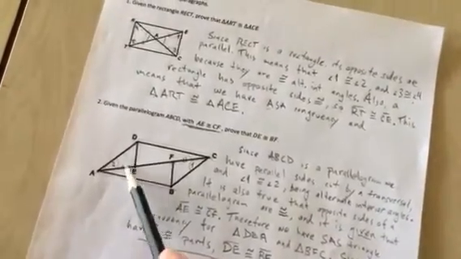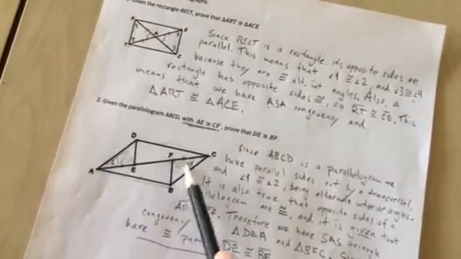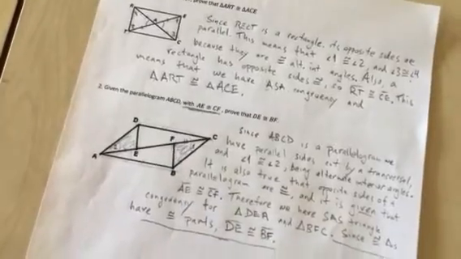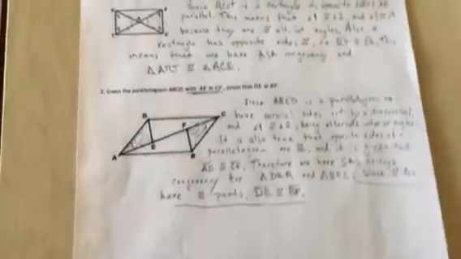So my strategy was to show that these two triangles are congruent to each other. Therefore, these two corresponding parts are congruent as well. Okay? Sorry, I'm at a weird angle there, aren't I?